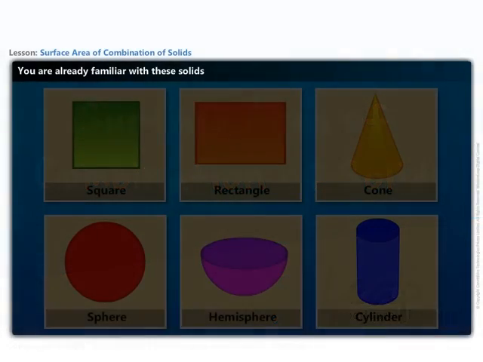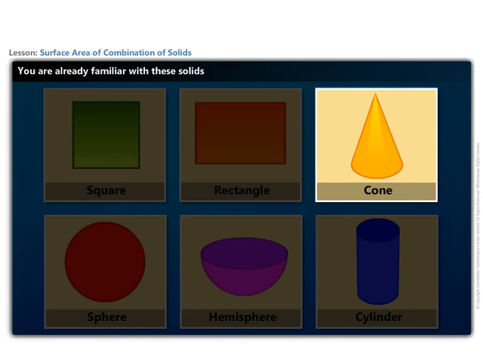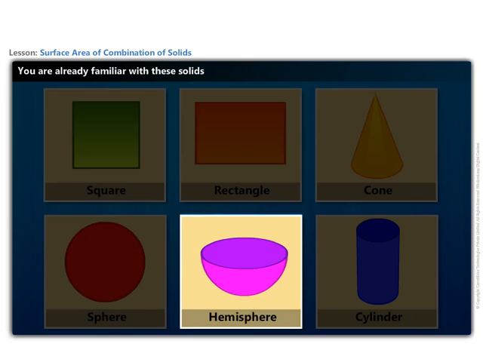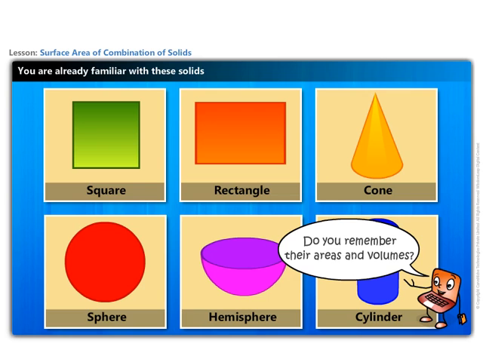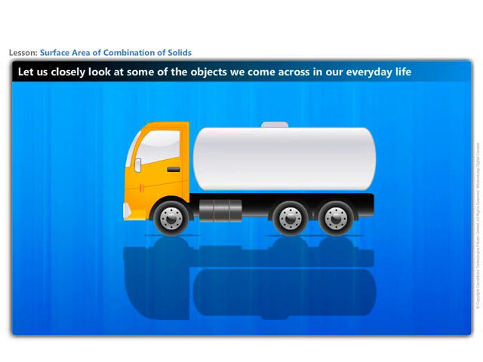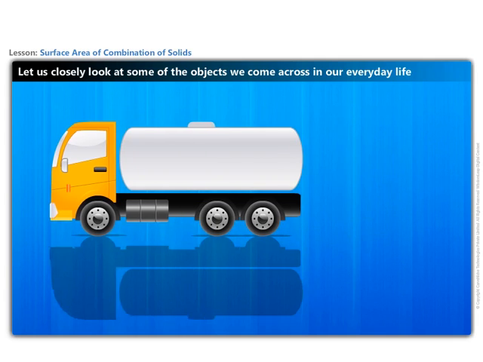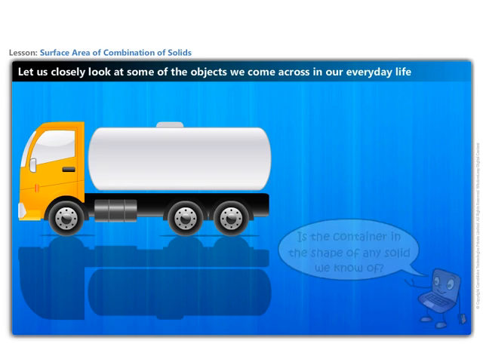You're already familiar with solids like a square, rectangle, cone, sphere, hemisphere, and cylinder. Do you remember their areas and volumes? Now, let us closely look at some of the objects we come across in our daily life. We have all seen trucks like this which have a container fitted and are often used to transport petrol or diesel. Is the container in the shape of any solid we know of?